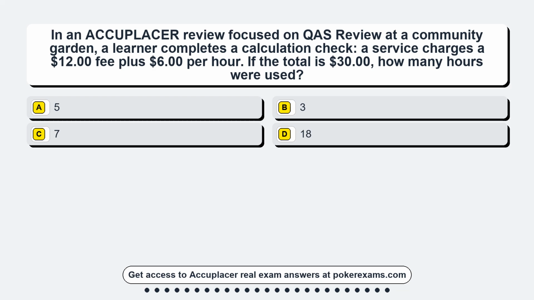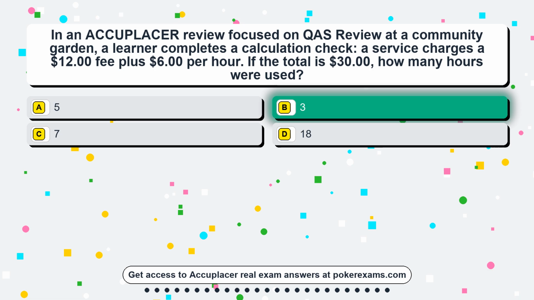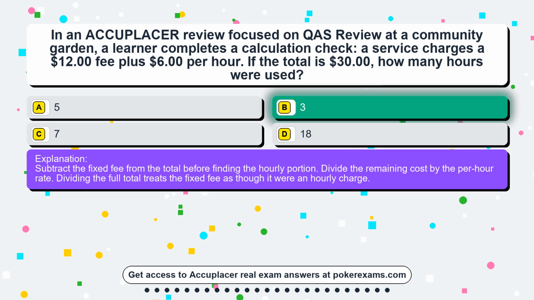Question 4. In an ACCUPLACER review focused on QAS review at a community garden, a learner completes a calculation check. A service charges a $12 fee plus $6 per hour. If the total is $30, how many hours were used? Option A, 5. Option B, 3. Option C, 7. Option D, 18. The correct answer is option B, 3. Subtract the fixed fee from the total before finding the hourly portion. Divide the remaining cost by the per-hour rate. Dividing the full total treats the fixed fee as though it were an hourly charge.